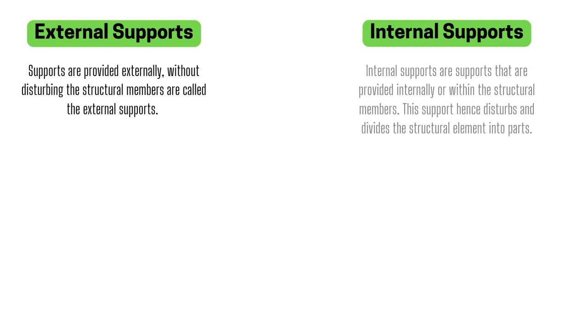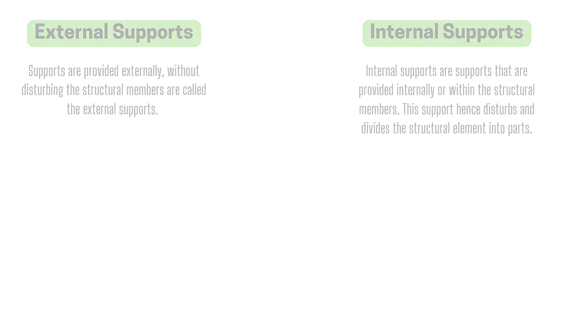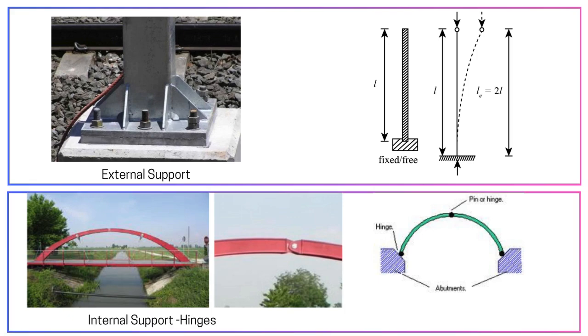1. External supports in a structure. Those supports that are provided externally, without disturbing the structural members, are called external supports. Internal supports are supports that are provided internally or within the structural members. This support hence disturbs and divides the structural element into parts. Therefore, the analysis is carried out as separate parts, and the external reactions are determined. The internal supports provided can be either an internal hinge or an internal roller.